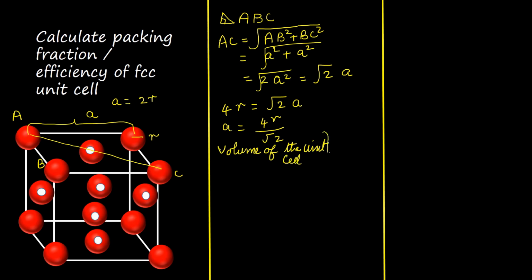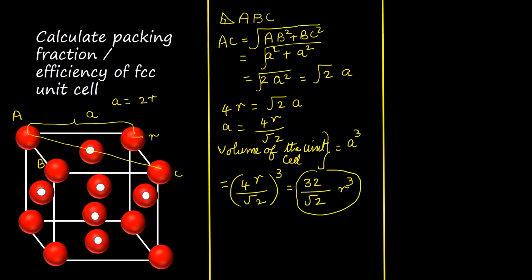Volume of the unit cell is equal to edge length raised to 3, that is A cube, equal to 4R by root 2 the whole raised to 3, equal to 4 into 4 into 4 into R raised to 3 divided by root 2 raised to 3, which becomes 64 R cube by 2 root 2. On further simplification, it becomes 32 by root 2 into R cube. This is the volume of the unit cell. You can see it depends upon the radius of the particle.